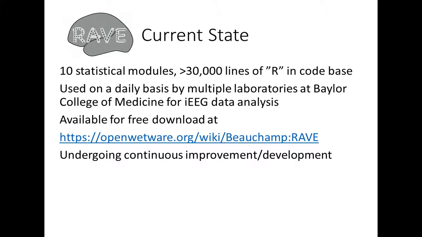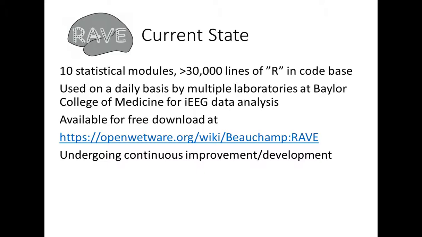So the current state of RAVE development is that we have more than 10 statistical modules, over 30,000 lines of code in the code base, and it's being used on a daily basis by many labs at Baylor College of Medicine. And of course, we would love for other users to use it as well, and you can download it for free from GitHub or from the website that's shown on this slide. And we're working on RAVE every day to try to improve it.